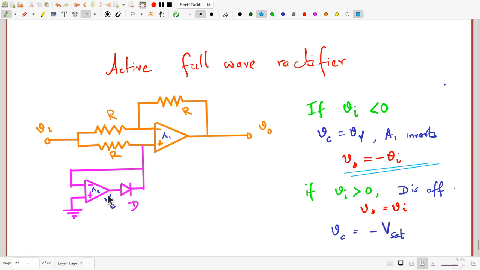What about Vc, the output of this particular op-amp? That is going to become, well, if this end is at 0 and the forward bias diode is sitting in between, so Vc will be V gamma, the cut-in voltage of the diode.